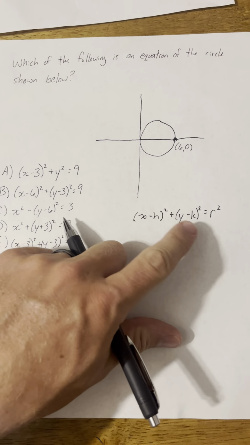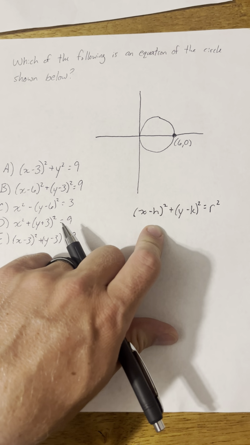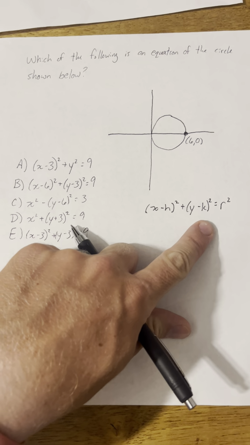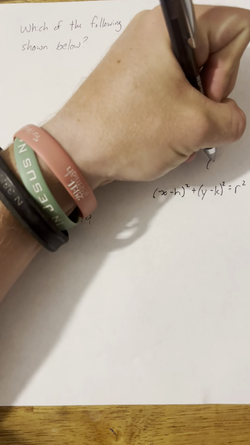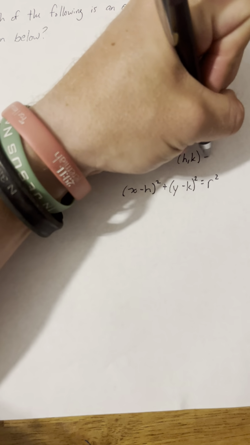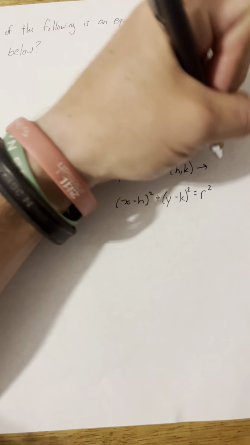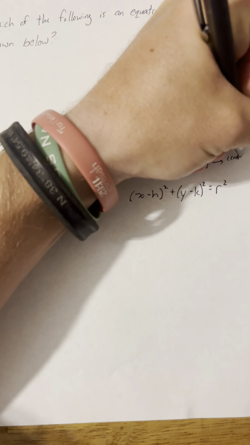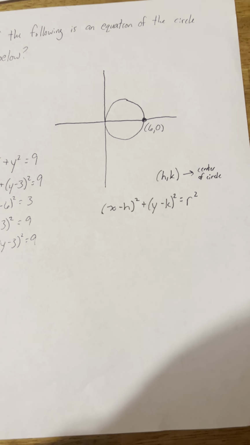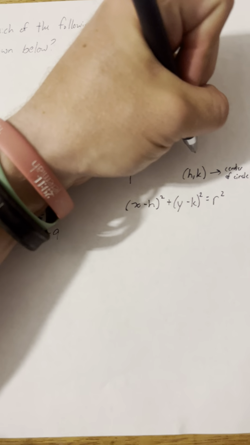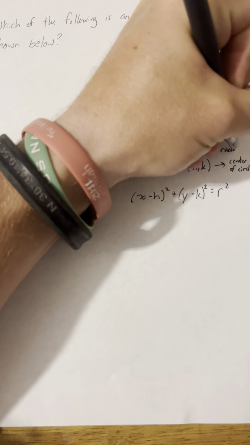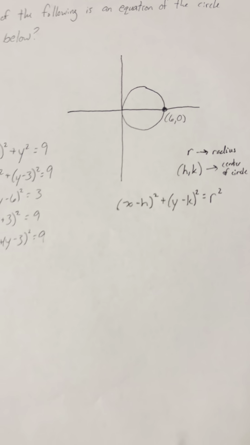Next thing, let's talk about what each specific letter that's important is and what they represent. H and K, the coordinate (h, k), is the center of the circle. So (h, k) is your center of the circle. And then r is your radius. So the radius of that circle is r, okay?